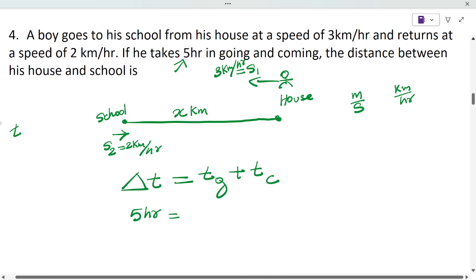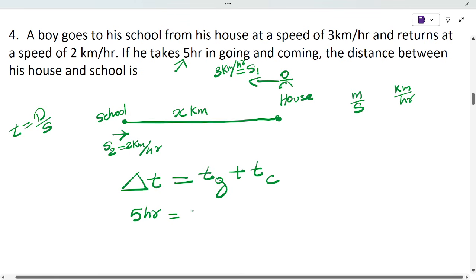We know the definition of time is distance by speed. Now we have different speeds but the same distance. Going from home to school it is x kilometers, coming back from school to home it is also x kilometers. So the distance will be the same, but the speed will be different because in the question, going to school the speed is 3 km per hour and coming back from school it is 2 km per hour.